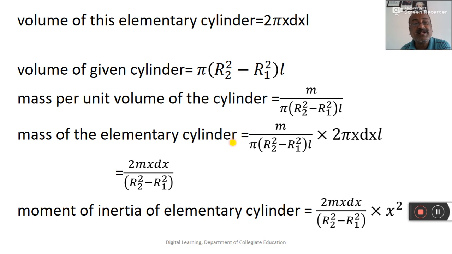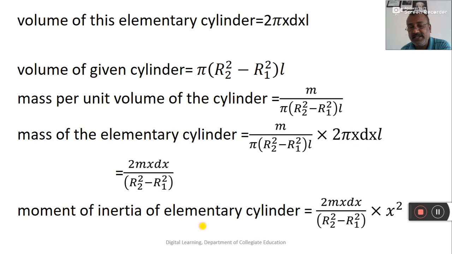Mass of the elementary cylinder: x dx is the element. Hence, we can write 2 pi x dx into L. If we substitute and simplify, we can write the expression like this.